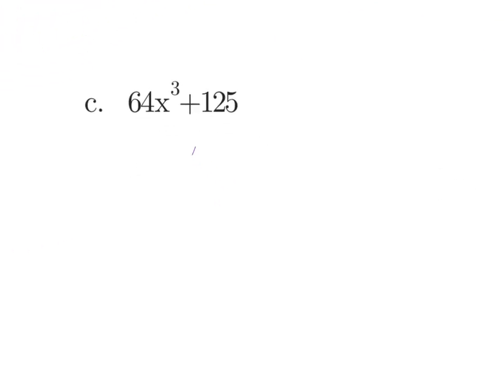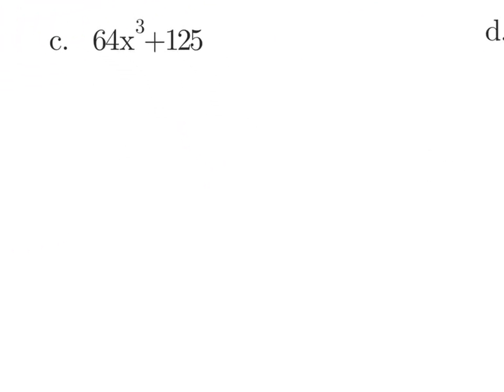Let's come over and look at example C. C may look a little bit different, but it's still going to be the same idea. The first thing I want is my formula. This is a sum of cubes. So this is going to be a plus b times a squared minus ab plus b squared. We want to identify what a and b are equal to. So for each component, let's just figure it out.